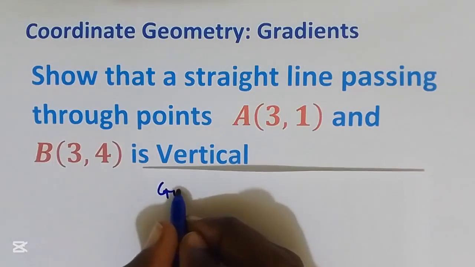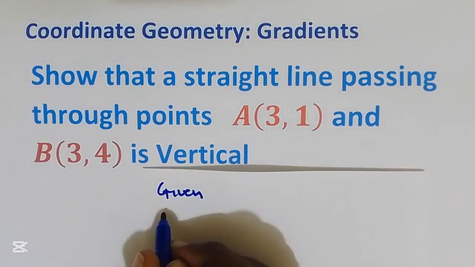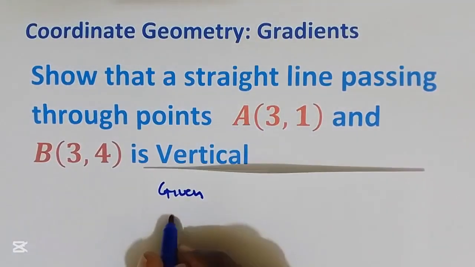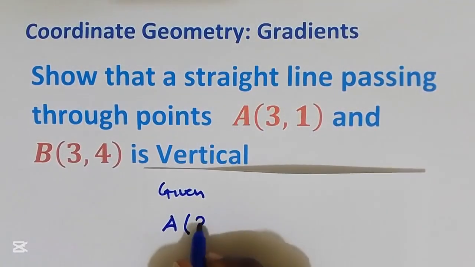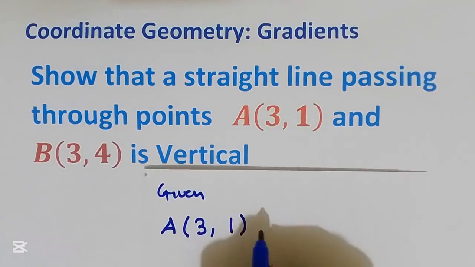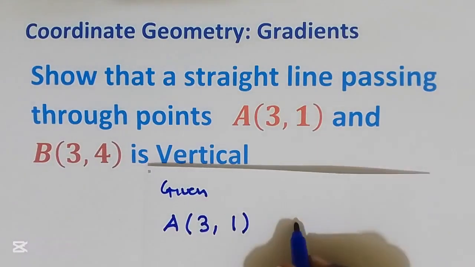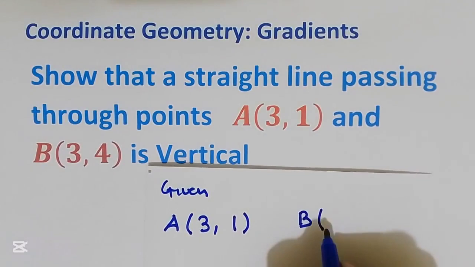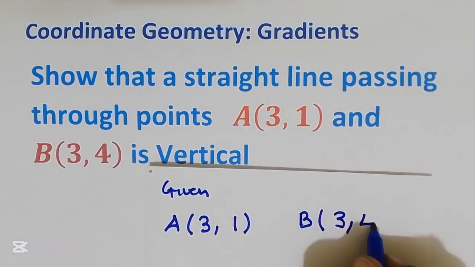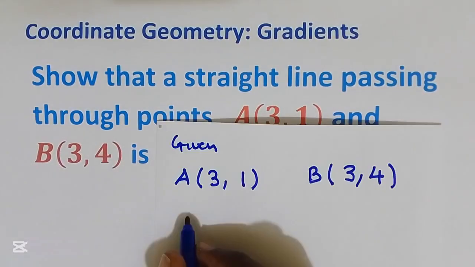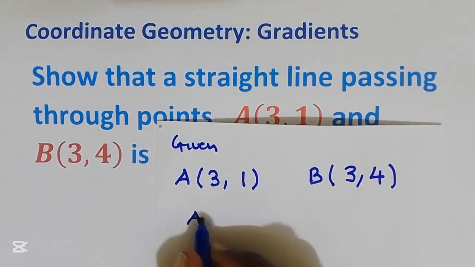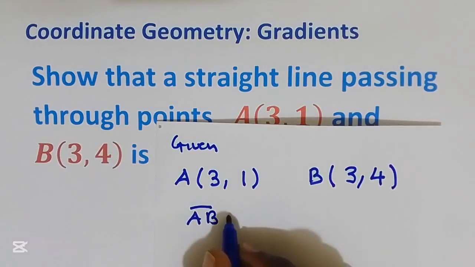Given, we have point A, that is (3,1), and point B, that is (3,4). We are supposed to show line AB is vertical.